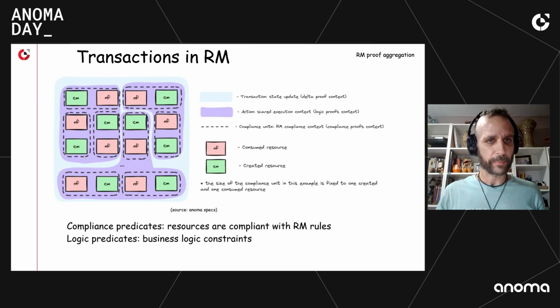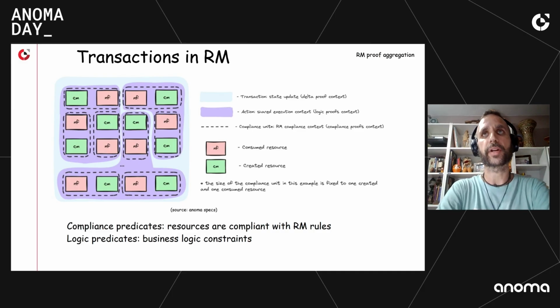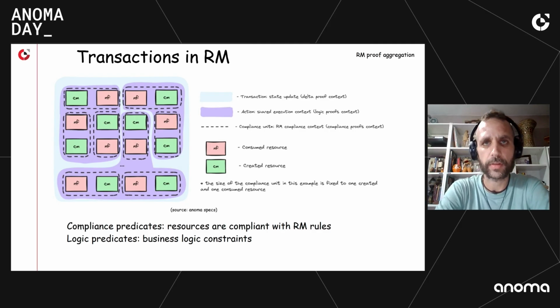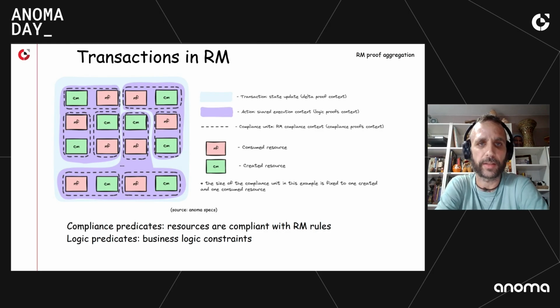In the transactions, we have two different types of predicates, or relations, that we generate proofs for. The first one is compliance constraints or predicates. This basically makes sure that the resources are compliant with the resource machine rules. And then we have logic predicates, which dictate how the resources can be consumed or created. Basically, they are application-specific constraints.